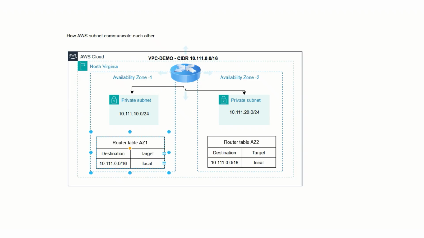So what it will do, it will send to local. Local means VPC router. So the VPC router, according to this target, which is local, will go here, and the router knows which subnet is connected where. So it will forward the traffic. So this is how the traffic communicates between each subnet.